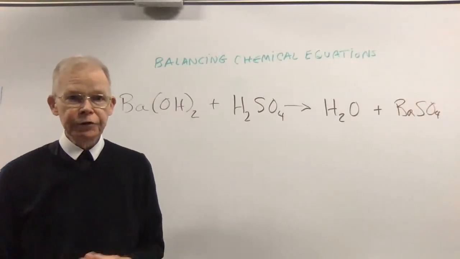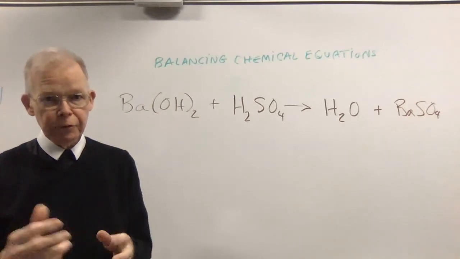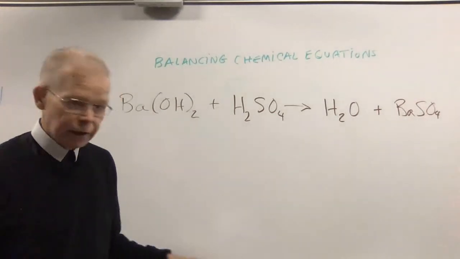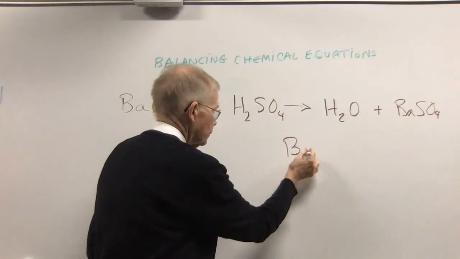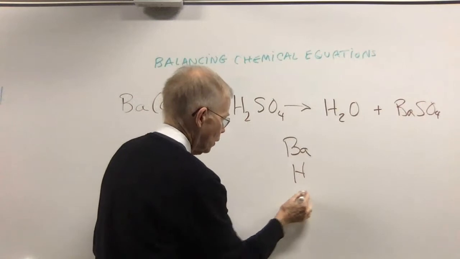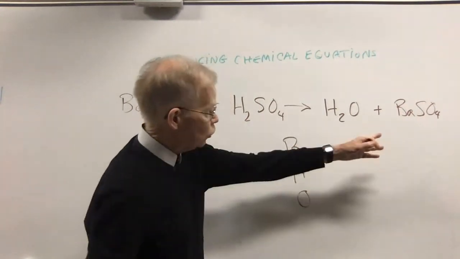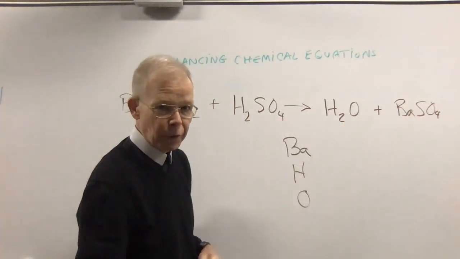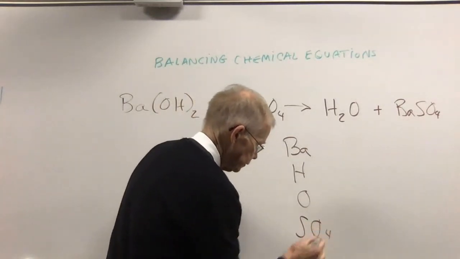This next reaction is one that a number of you may have seen as a homework problem. I'm going to work through this in the stepwise process also. Let me list our elements. I've got a barium. I have hydrogen, oxygen, and then there's a SO4 group that's the same on both sides, so I'm going to treat that as a polyatomic ion. I'll list it as a single kind of substance, SO4.